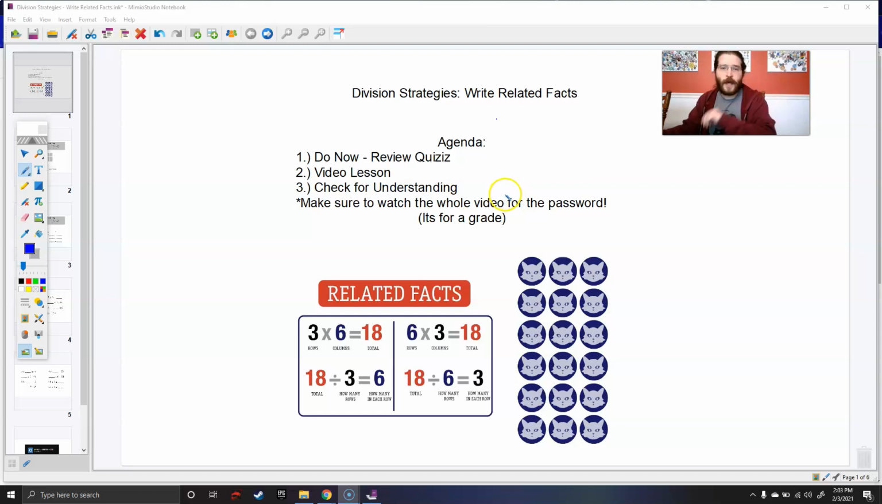Hey everybody, welcome back. So today we're going to be going over division strategies, and we'll start with writing related facts. Our agenda for today, if you haven't completed your Do Now already, make sure that you do so.